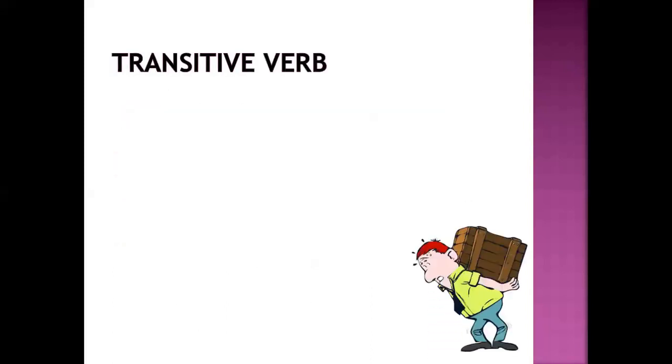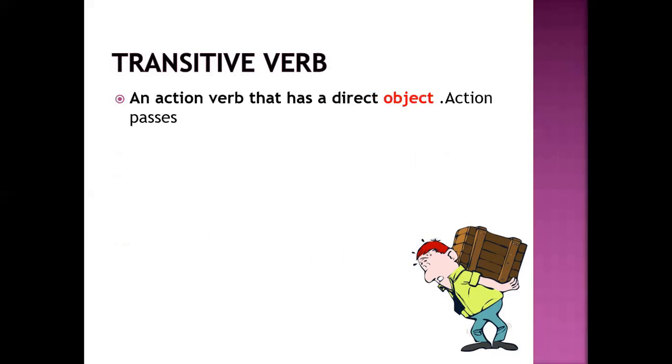Static. Now we are moving towards transitive verbs. When we talk about a transitive verb, it is an action verb that has a direct object.